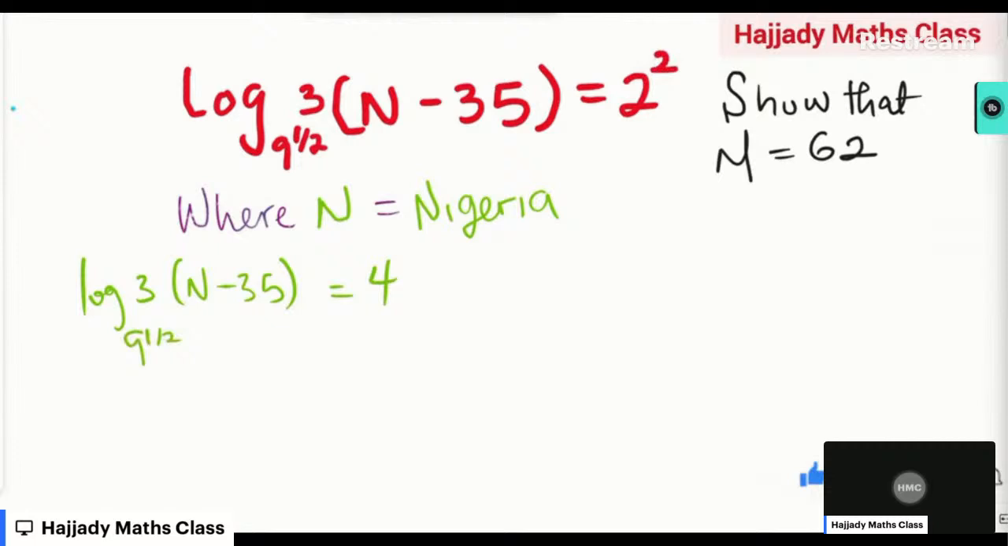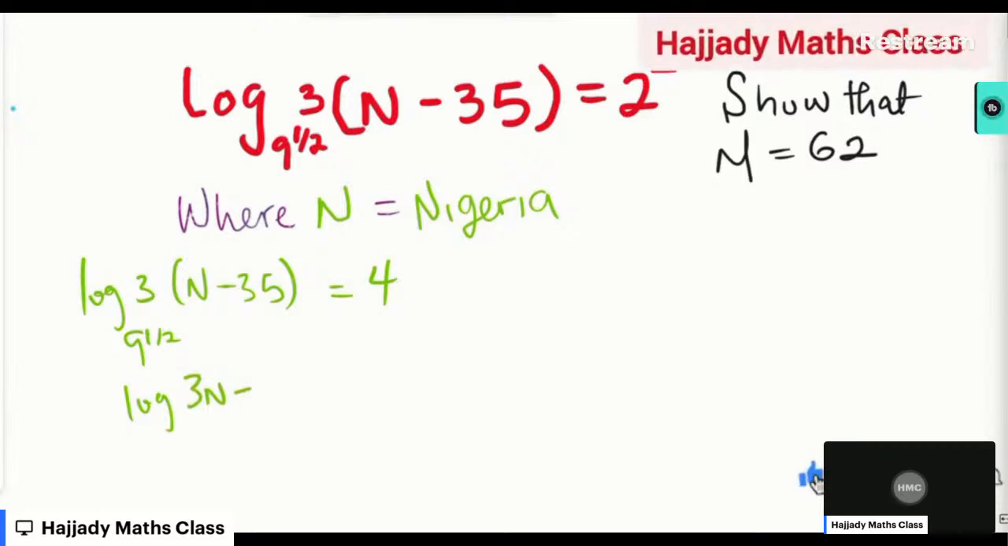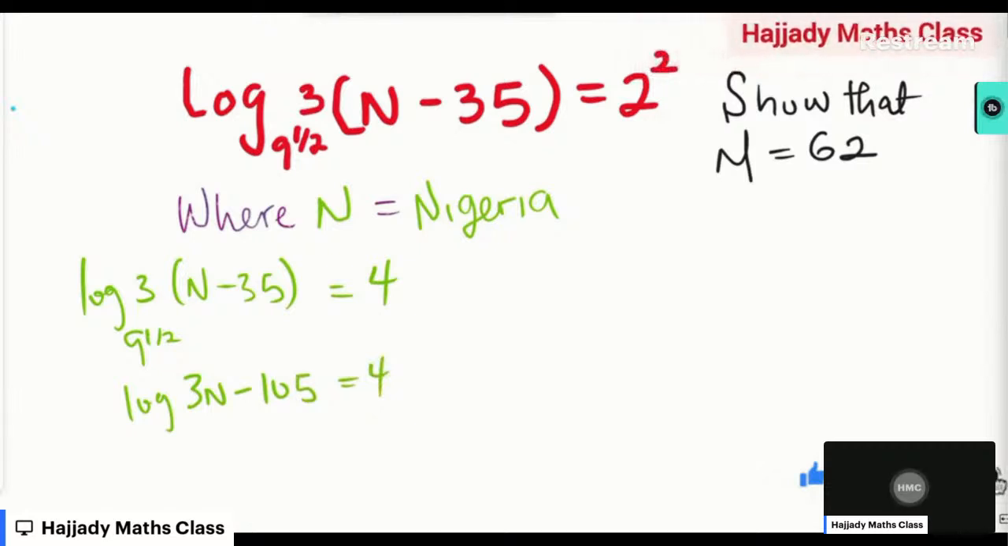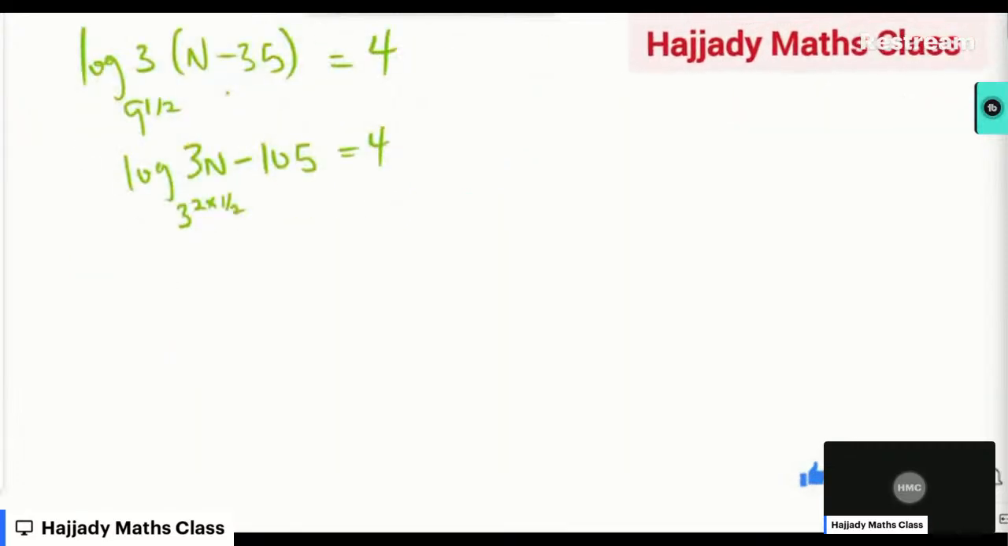Okay? So the next line is for us to have log. You can distribute this bracket, which is going to give you 3n minus 3 times 35, which gives us 105, equals 4. And the base, which is the same thing as 3 raised to power 2 times 1 over 2. So here we have that log, let's put this in a bracket.